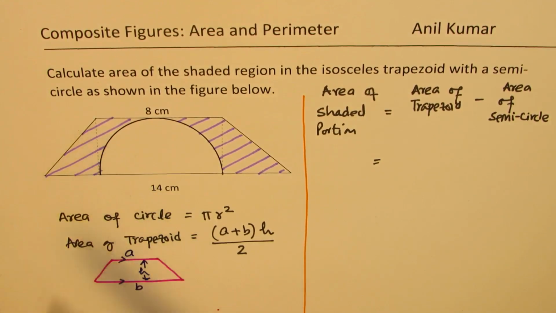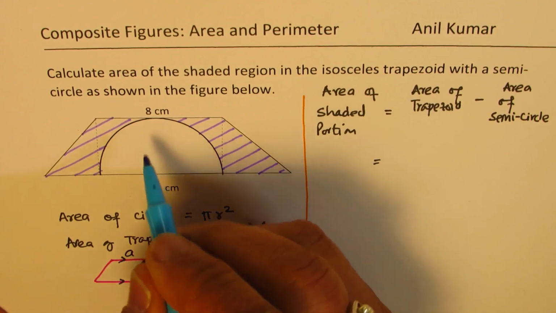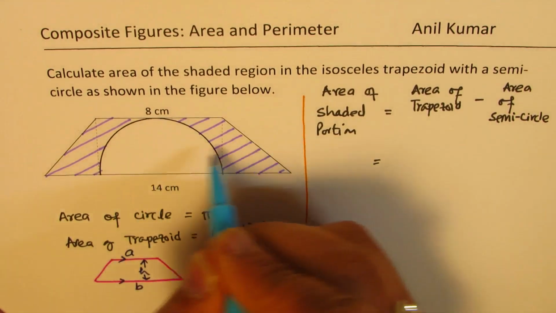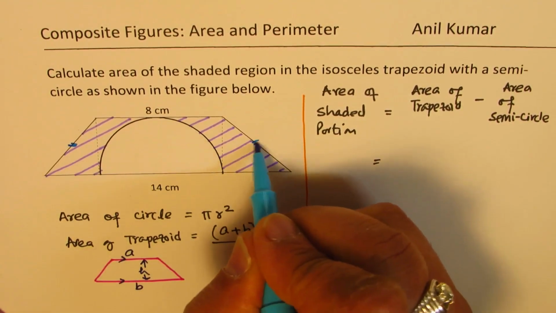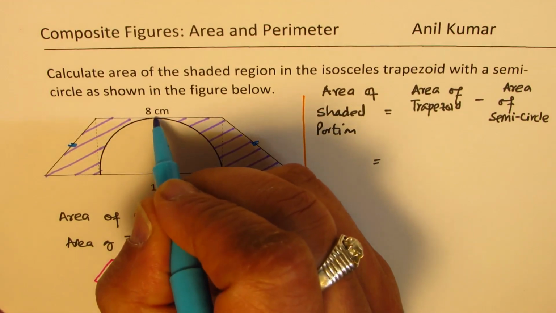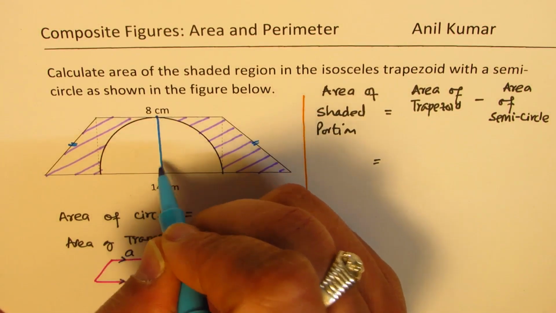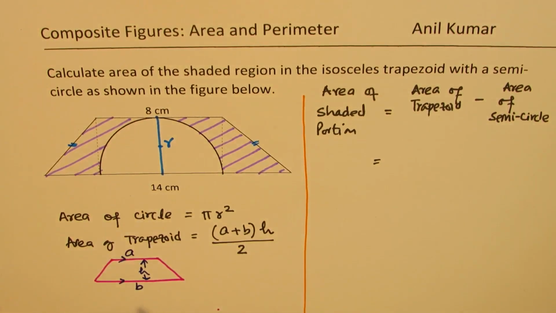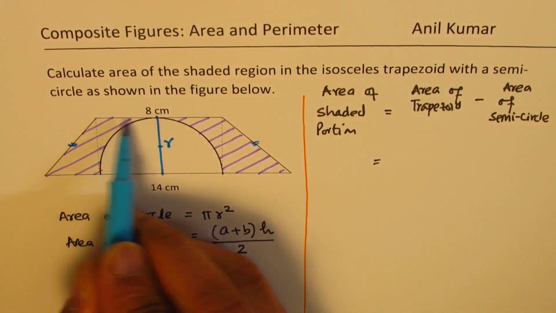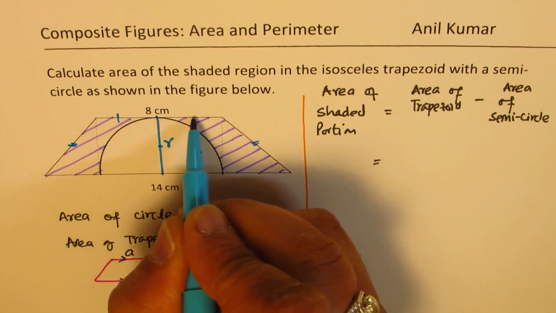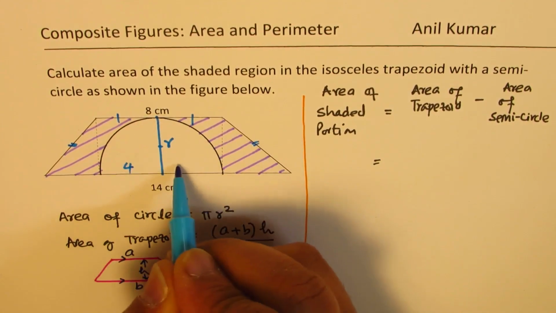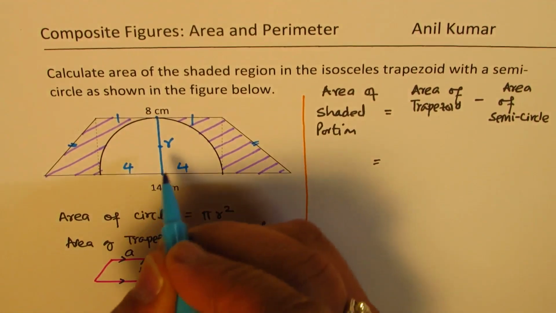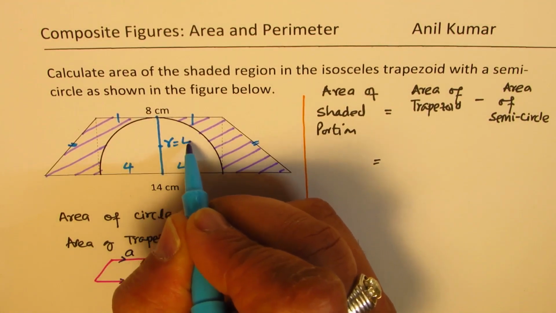We need to still find the height. So first exercise is to find the height. Now how do we find height? Since this is isosceles, these two sides are equal, so there is symmetry in this, right? So that could be the radius of this circle. We are given 8 centimeters. So these two sides are equal. That means this is 4 and that is also 4. That means the radius is equal to 4.